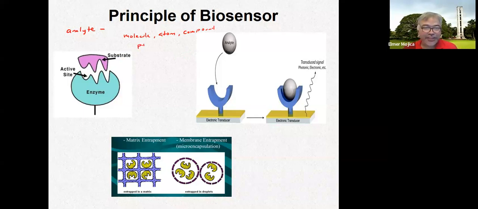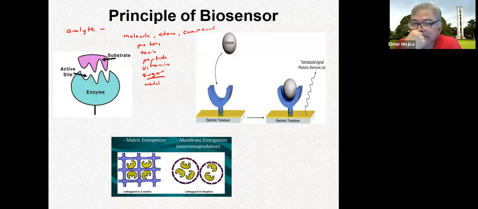Ito ba ay protein? Toxin? Peptide? Vitamin? And of course, the one to rule them all, sugar. Or pwede mo ilagay na metal. Right? So, the analyte is the first thing that you're going to determine.